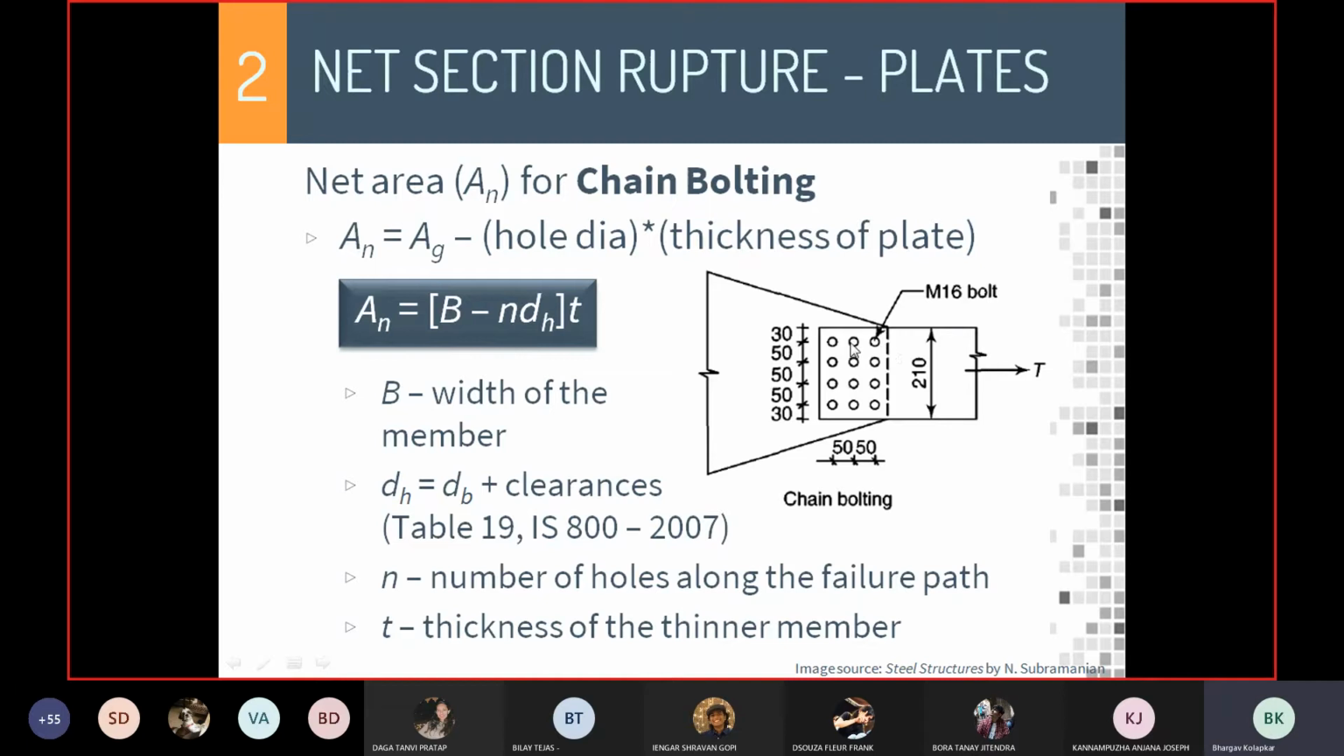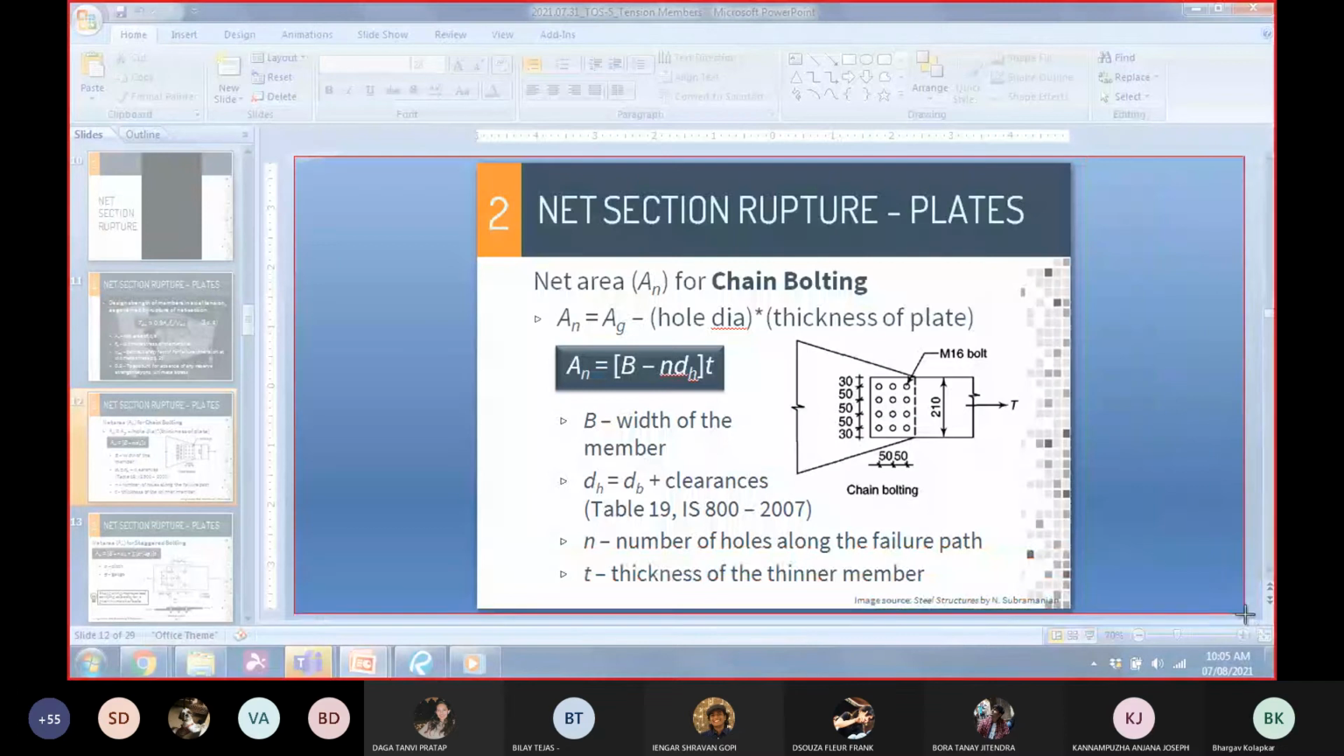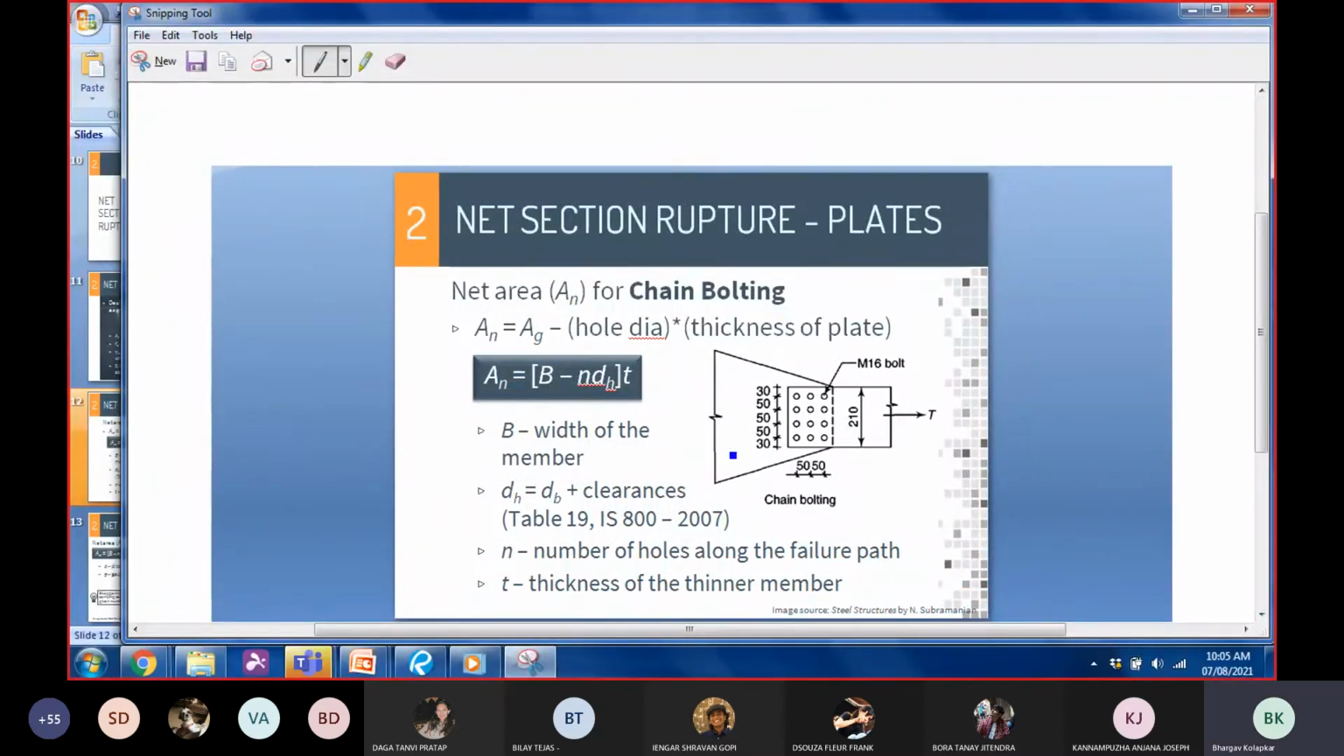And then these are connected by this set of bolting, which is called chain bolting. The number of bolts is the same along all the rows and along all the columns of the bolts. And therefore, this is called chain bolting. Now, for chain bolting, if this is the failure path at this particular section, the failure path at the second column is going to be the same. The failure path at the third column is going to be the same.